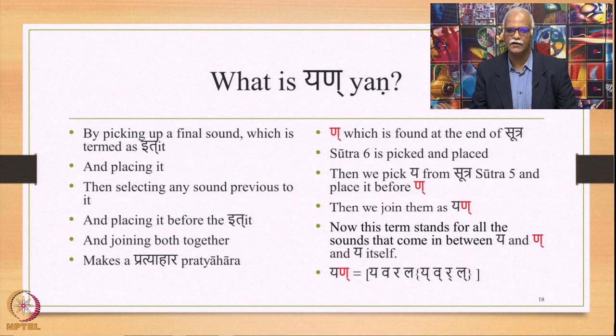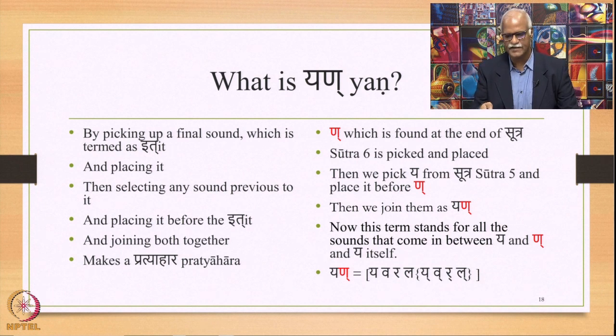So we select Na, which is found at the end of Sutra 6. Then we pick Ya from Sutra 5 and place it before this Na, and then we join them together and we get the term Yan. Now this term stands for all the sounds that come in between Ya and Na and also Ya.